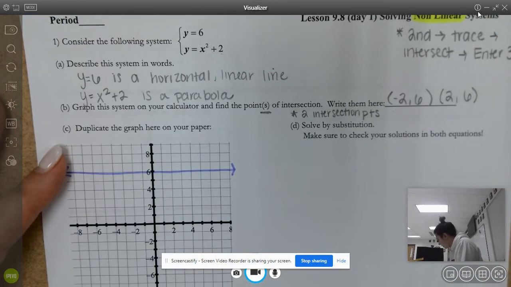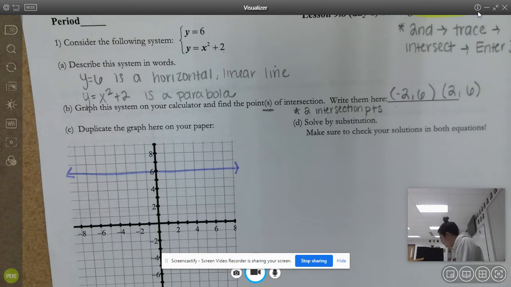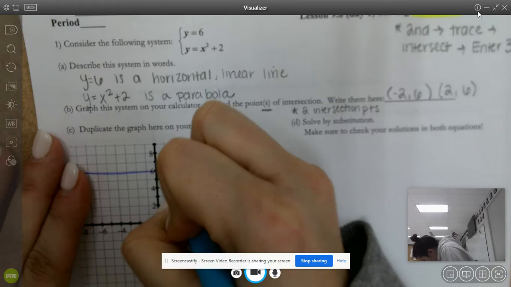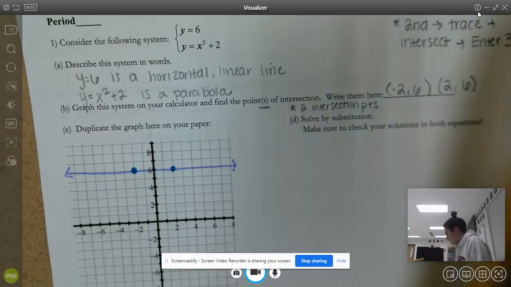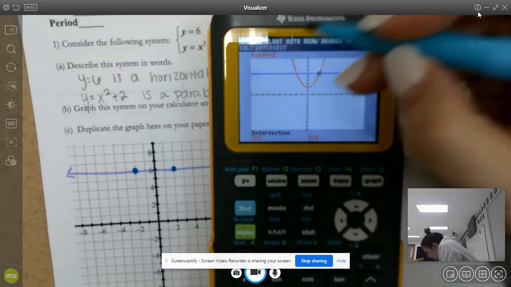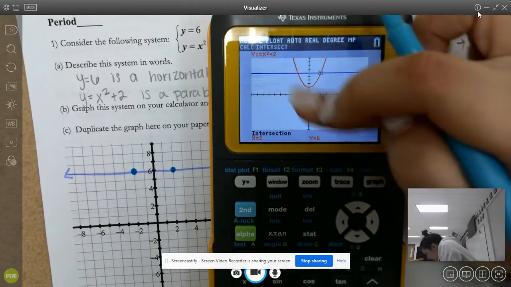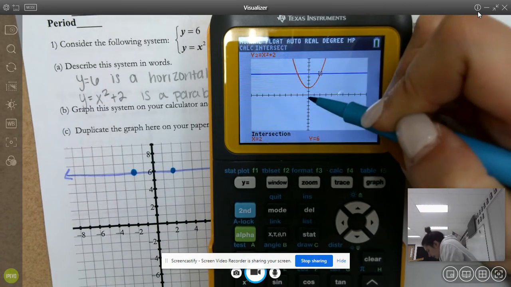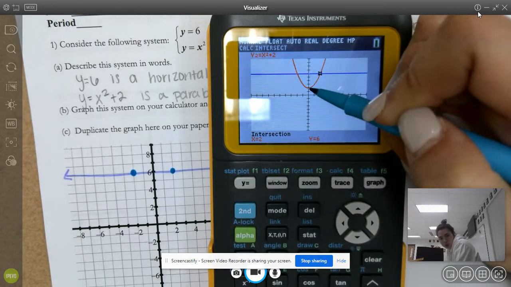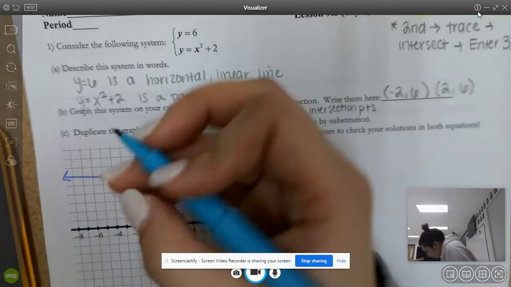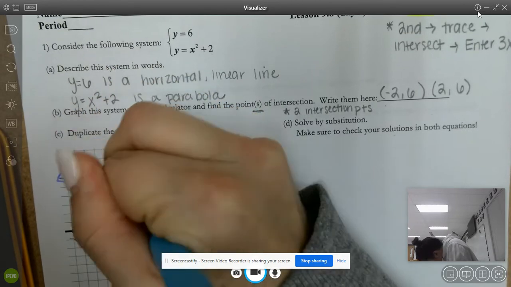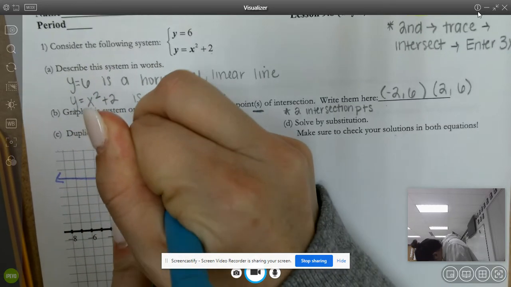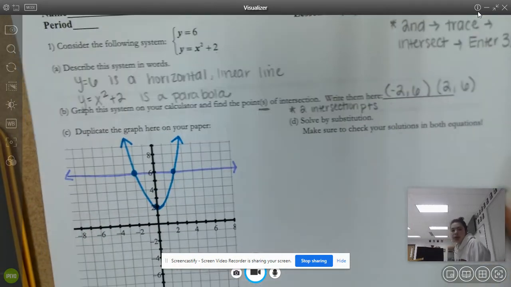Okay. Now for our parabola, we know it crosses the line at (2, 6) and (-2, 6). So those are our 2 intersection points. And if we look right here, the vertex of the parabola, that minimum point, is at (0, 2). So we can go ahead and plot that point right there. And if we want to, we can go ahead and sketch the parabola just like that.